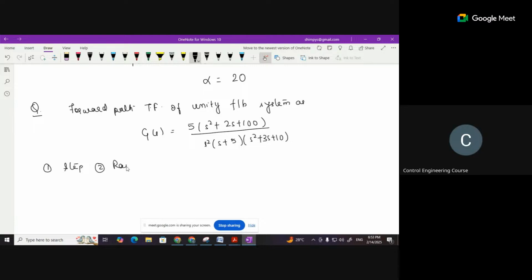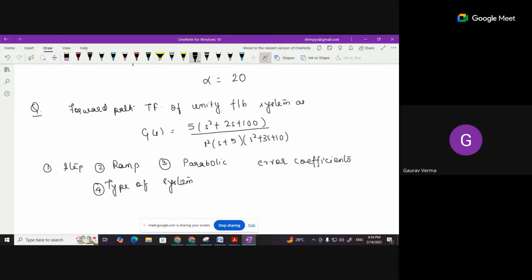ramp, and the parabolic error coefficients for the system. And also you have to determine the type of system. Okay, you have to find the step, ramp, parabolic, and then you have to determine the type of system.